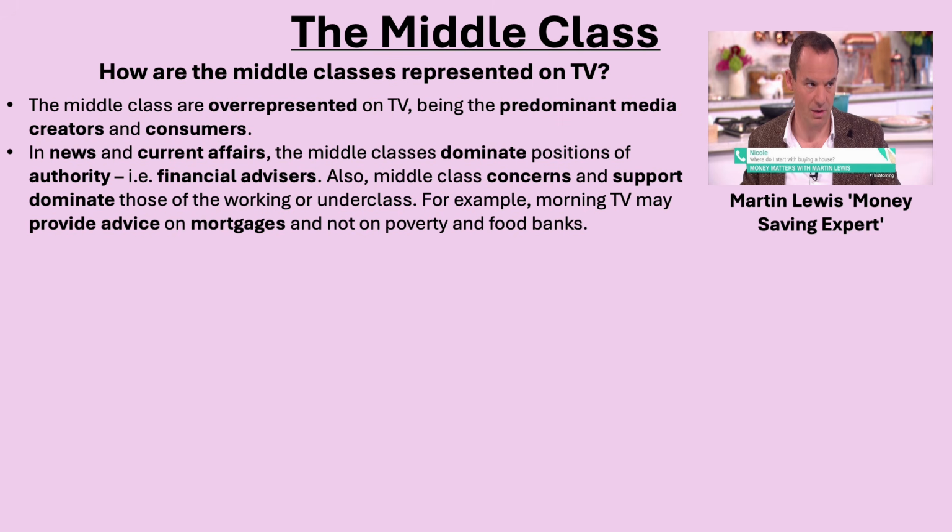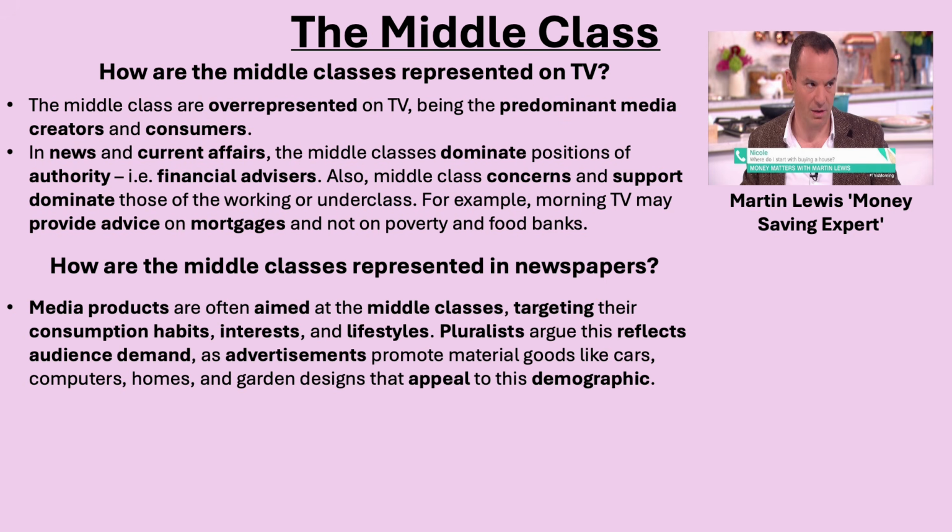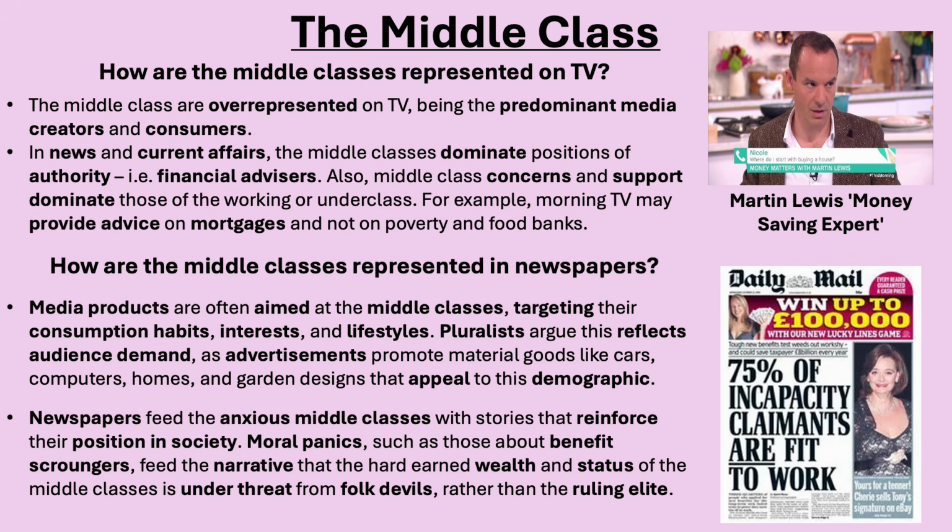An example of this is Martin Lewis, who's known as a money saving expert, and he's often on ITV News and things like that in the morning. How are the middle classes represented in newspapers? Media products are often aimed at the middle classes, targeting their consumption habits, interests, and lifestyles. Pluralists argue that this reflects audience demand as advertisements promote material goods like cars, computers, homes, and garden designs that appeal to this demographic. Newspapers feed the anxious middle class with stories that reinforce their position in society.